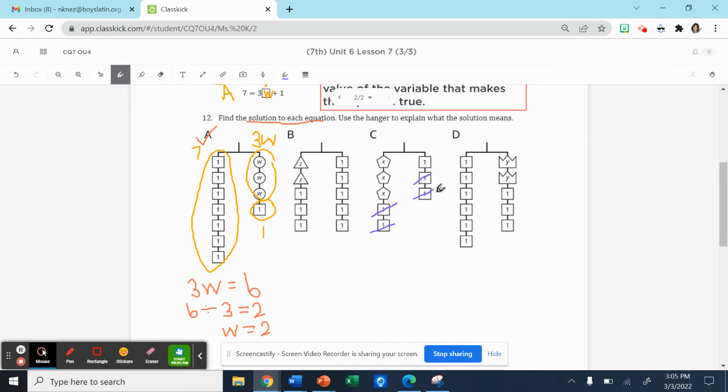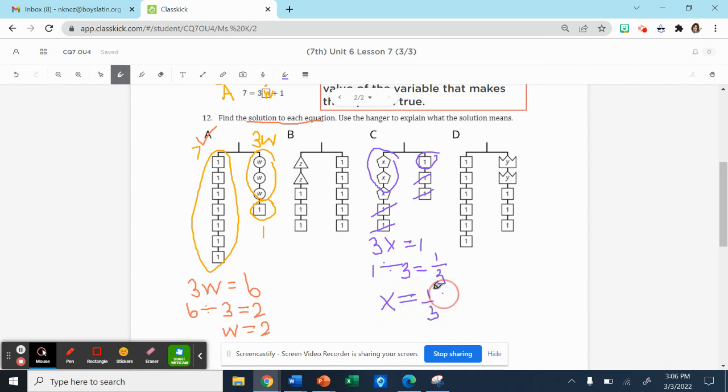When I cross off 2 ones from the right side of the equation, I end up with 3 x's being equal to 1, which I can write out like this. 3x equals 1. Then I can use inverse operations again. 1 divided by 3 is equal to 1/3, and so I know that x equals 1/3.